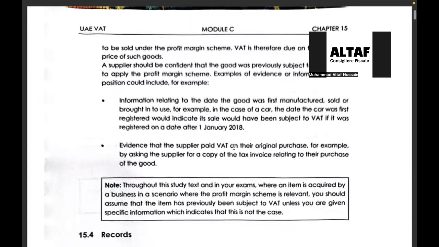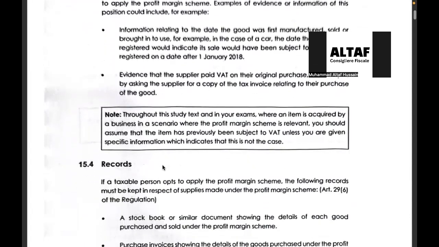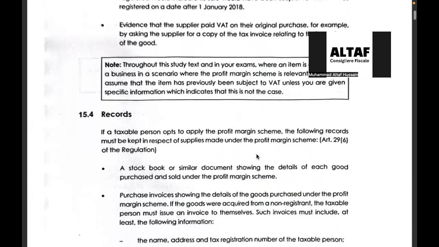Another piece of evidence is that the supplier paid VAT on their original purchase, for example, by asking the supplier for a copy of the tax invoice relating to their purchase. So if they purchased the item and paid tax on it, that means this good was already subjected to VAT. Throughout this study text and in your exams, where an item is acquired by a business in a scenario where the profit margin scheme is relevant, you should assume that the item has previously been subject to VAT unless you are given specific information which indicates that this is not the case.